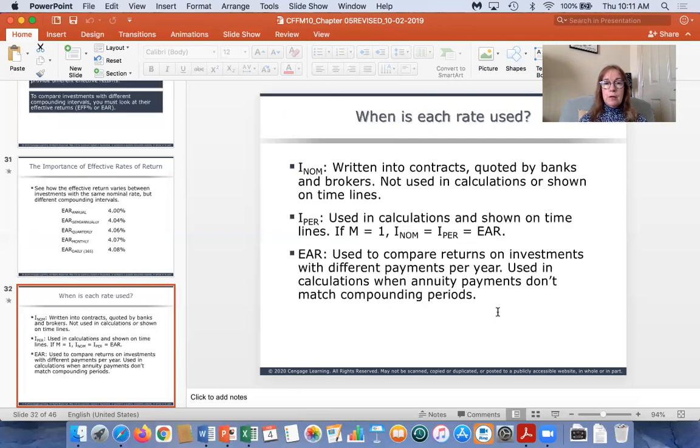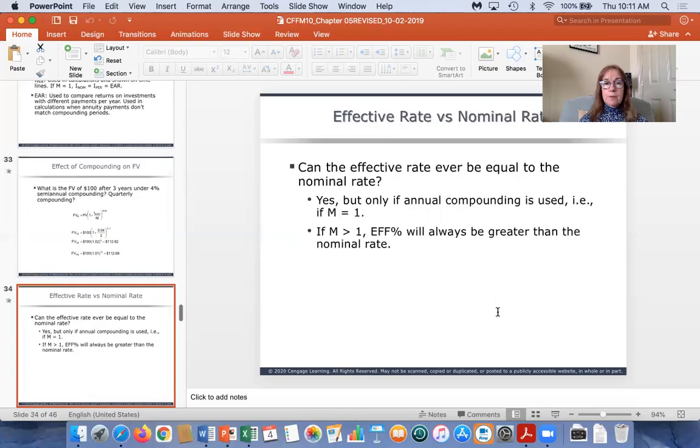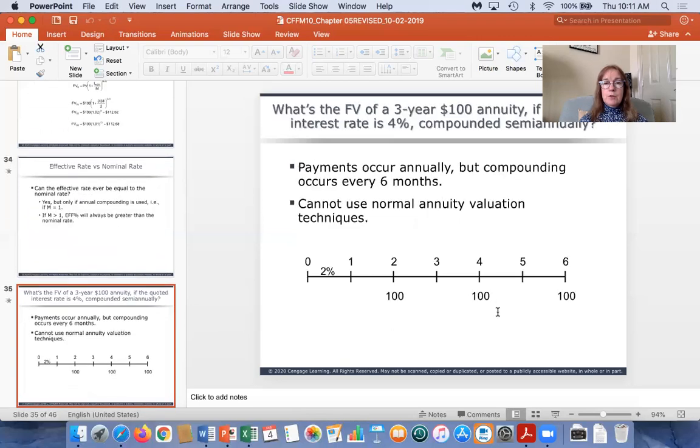So when you're doing calculations, this is the way I normally do them. There are 2 ways to do the calculations for future value or present value when you have more frequent compounding than annually. So let's look at this. What is the future value of a 3-year annuity if it pays 4% compounded semi-annually? For N, you're going to take the number of years and multiply it by the number of compounding periods. So N is now going to be 3 times 2, which is 6, okay?